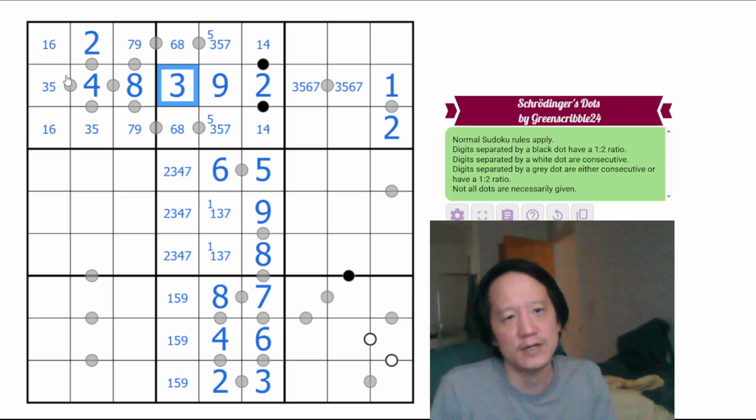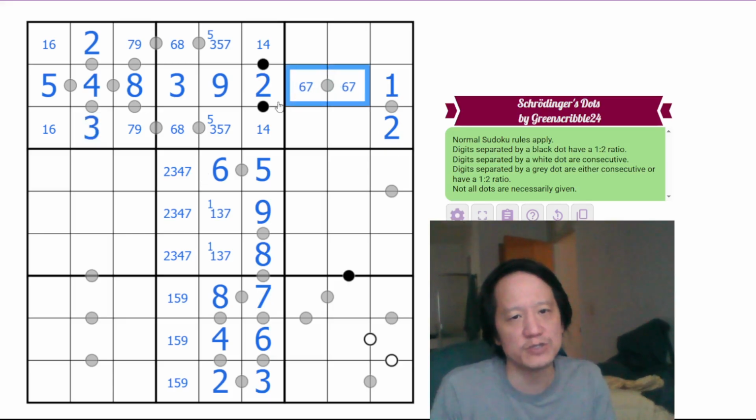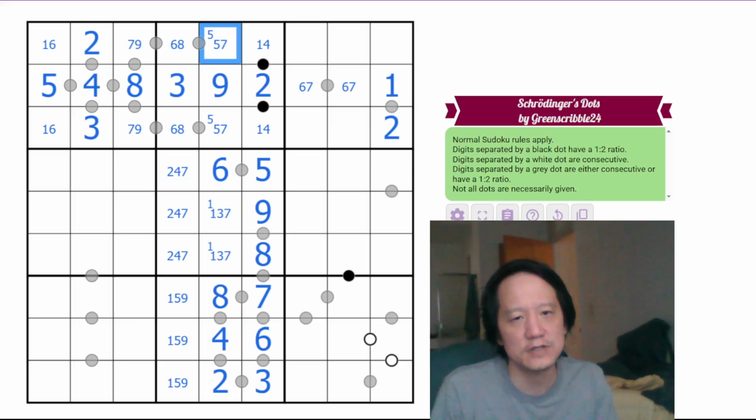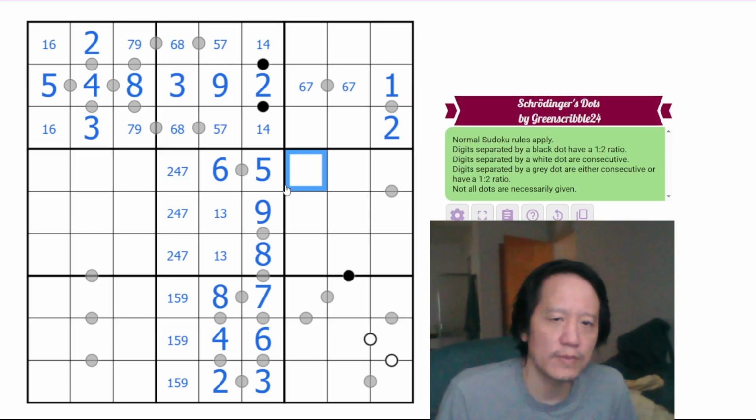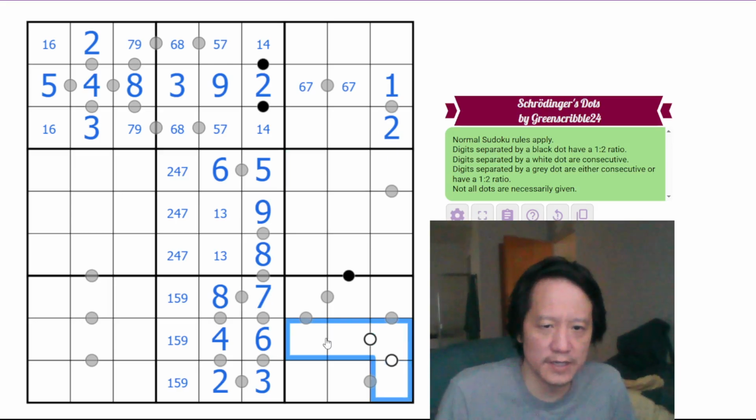This is 3, which means this can't be 3. That's 5, which forces this not to be 5, so that's 3. This can't be 3 or 5. It must be 6 or 7. This 3 eliminates 3 here and 3 in the rest of the box. So this becomes a 5-7 pair. This cannot be 7. It's a 1-3 pair. Okay. These are consecutive.